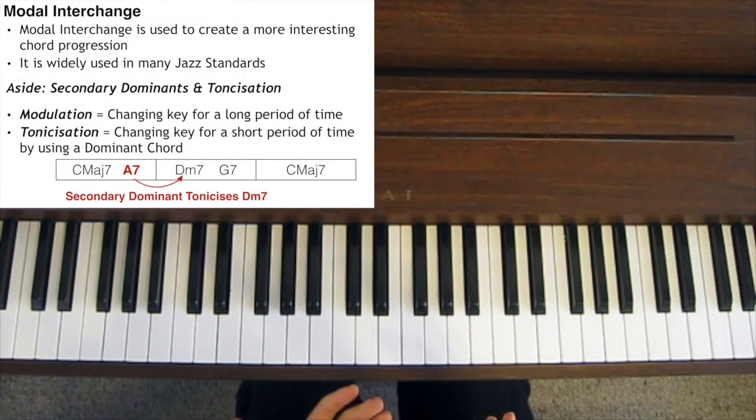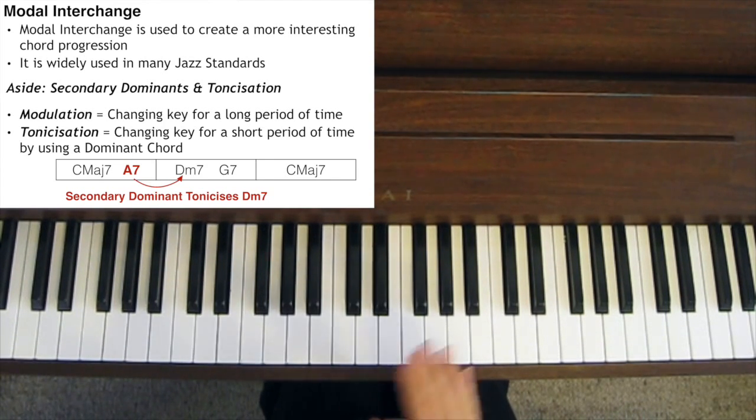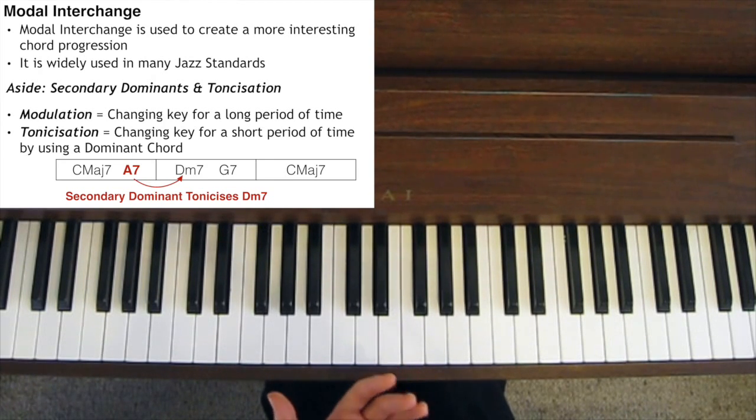Okay, so let's talk about modal interchange. Now, modal interchange is used to create more color in your chord progression, or to make your chord progression a little bit more interesting. Now, lots of jazz standards use modal interchange. It's a very, very common device employed in jazz.